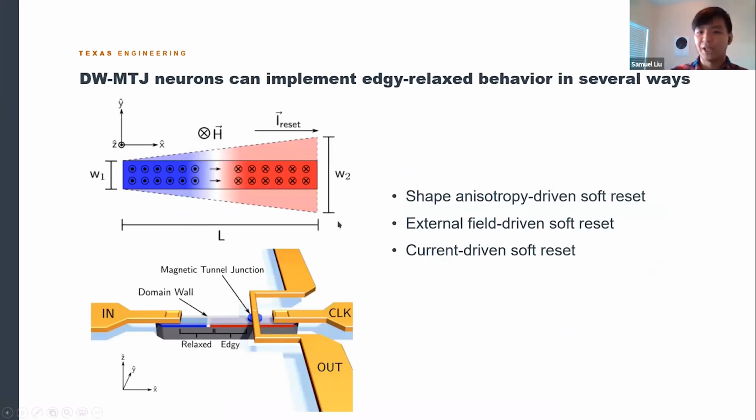So we can implement this behavior in multiple ways shown in the upper figure. So first, by shaping the device like a trapezoid, so the domain will propagate in the backwards direction. The domain will move towards the thinner direction. By applying a constant external magnetic field out of plane, or by modulating the reset current to not completely reset the device after firing.